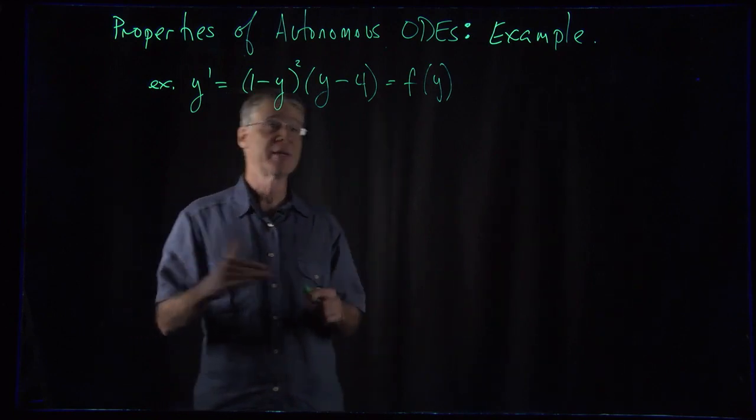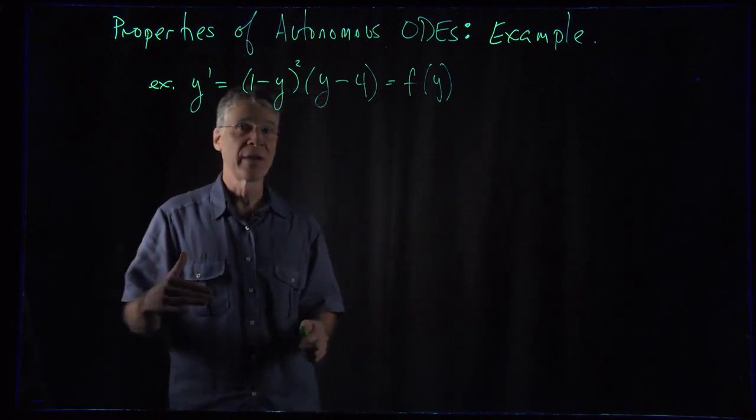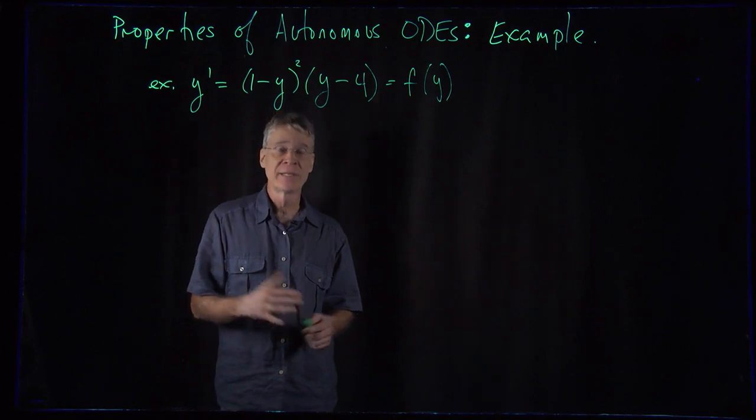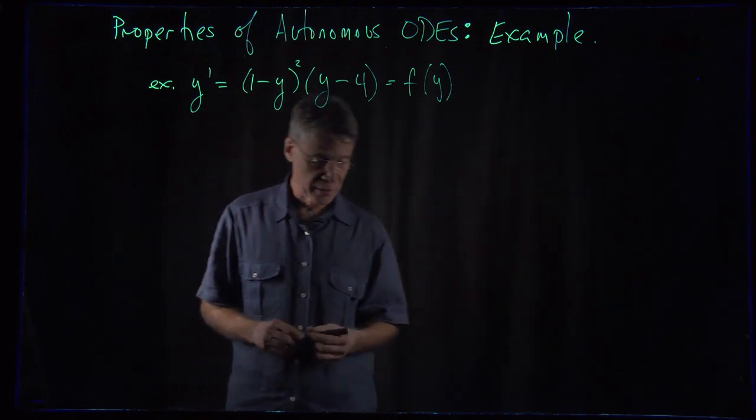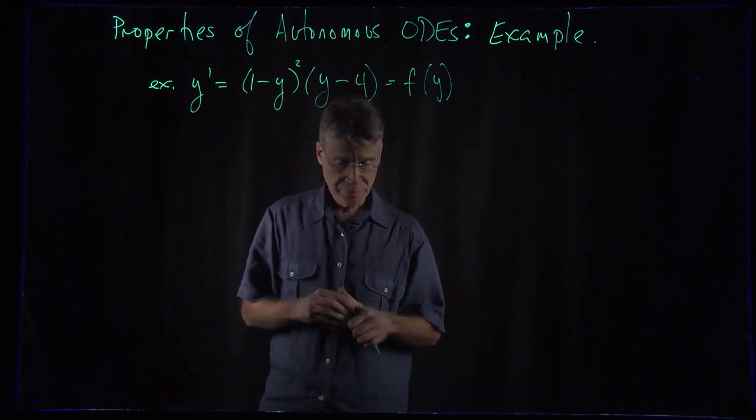That means that solutions can never meet, can never cross. They can asymptote to each other, but they tend to trap each other too. So it's kind of a nice feature for these particular differential equations.